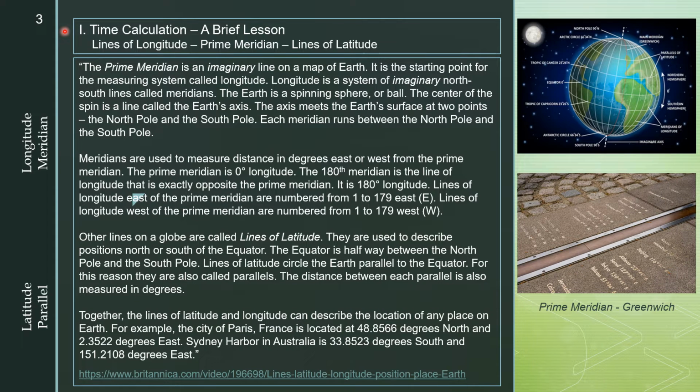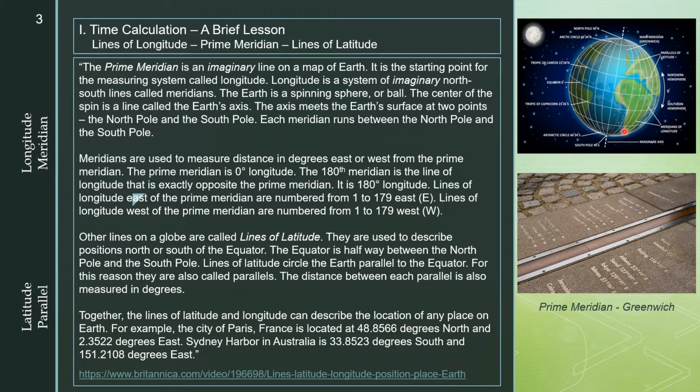Section 1. Time calculation, a brief lesson. Lines of longitude, prime meridian, lines of latitude. The prime meridian is an imaginary line on a map of Earth. It is the starting point for the measuring system called longitude. Longitude is a system of imaginary north-south lines called meridians.